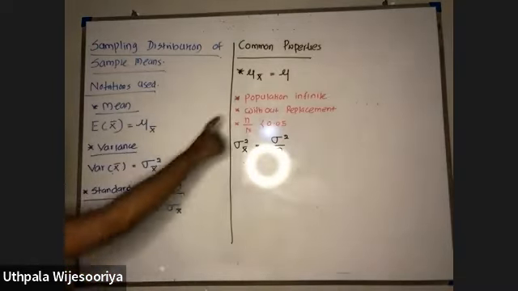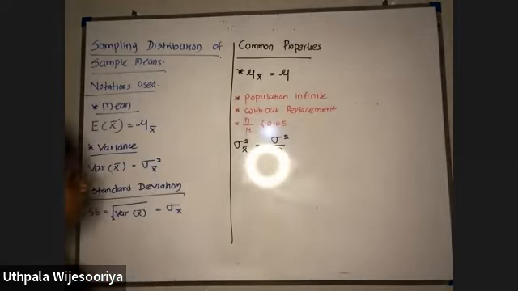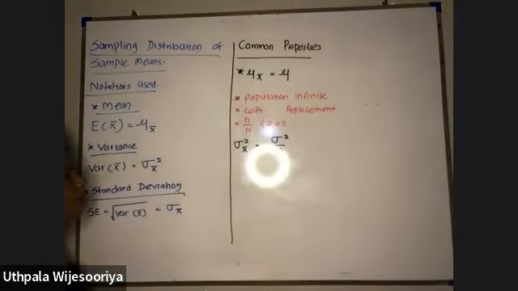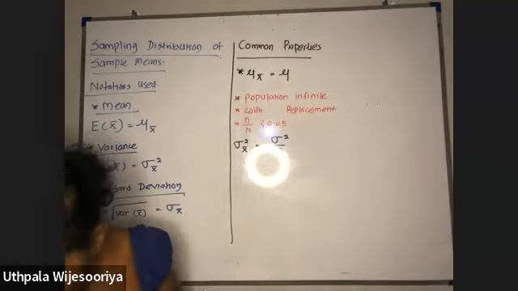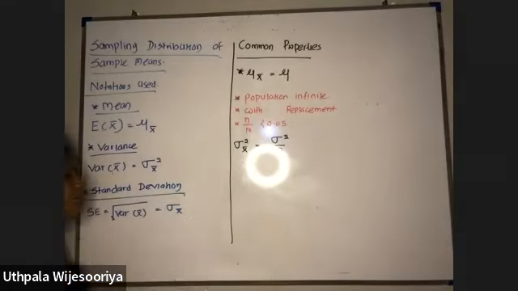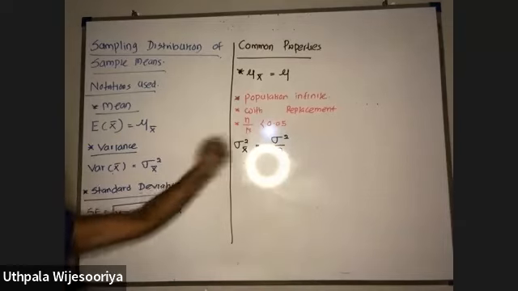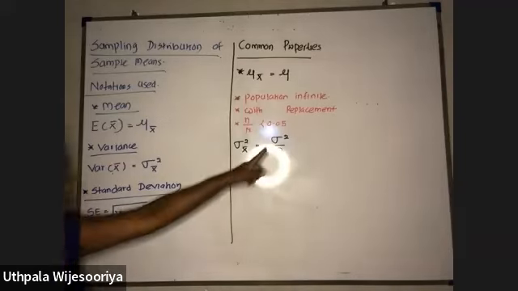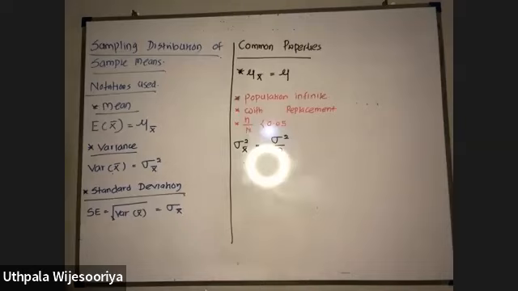So if you have drawn your sample from an infinite population, or if you take sampling with replacement, or the sampling fraction, small n over capital N, is less than 0.05, then what is the variance? Population variance divided by sample size. Under at least one of these conditions, the variance is equal to population variance over sample size.